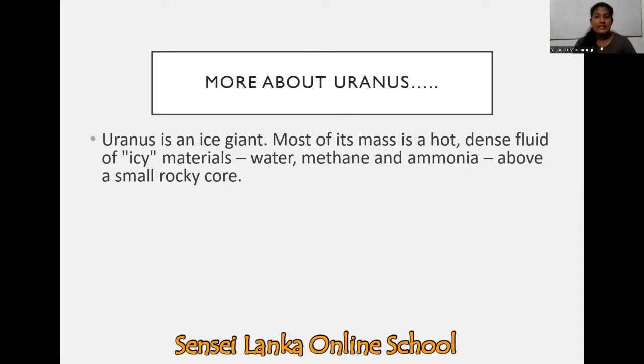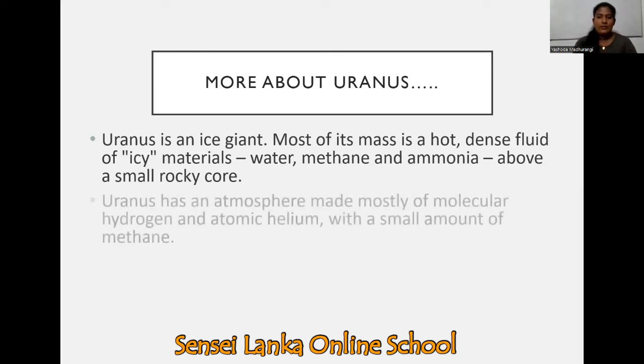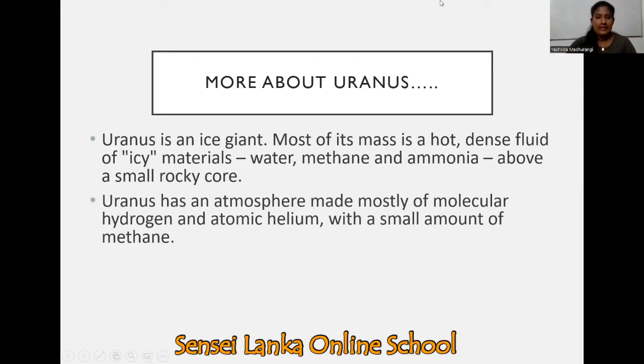Most of its mass is a hot, dense fluid of icy materials, water, methane, and ammonia, above a small rocky core. Inside it, there is a very small rocky core. If not, it is a gas giant. It also has a very thin atmosphere made mostly of molecular hydrogen and atomic helium.